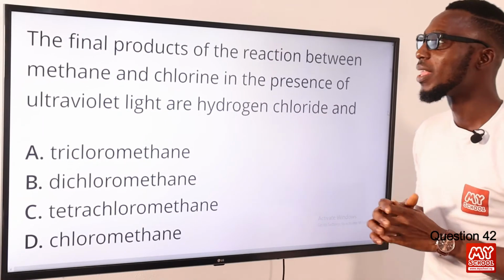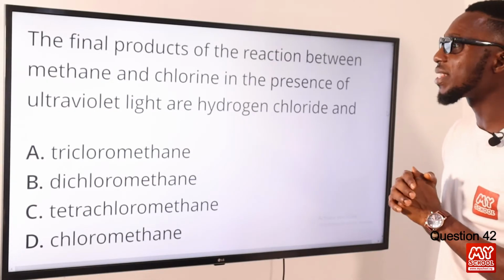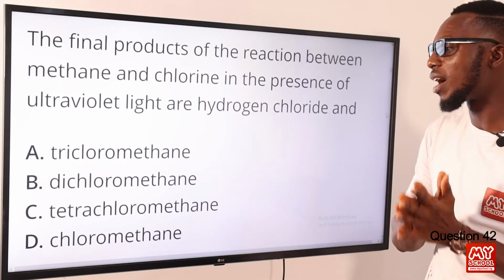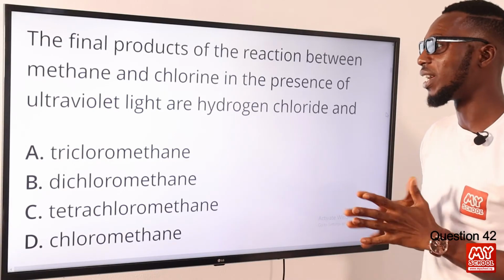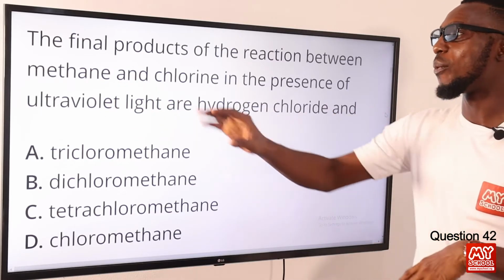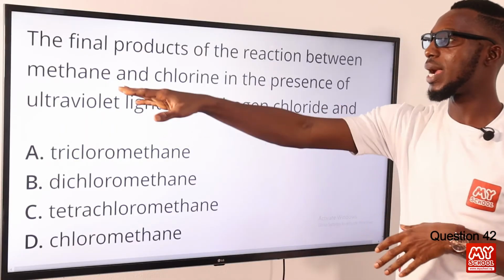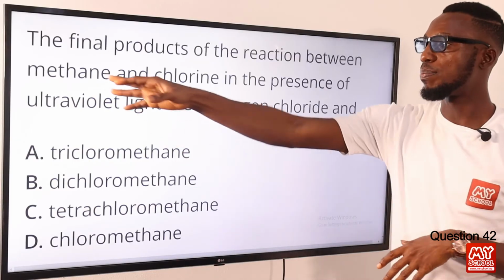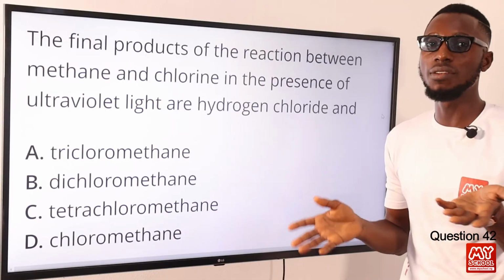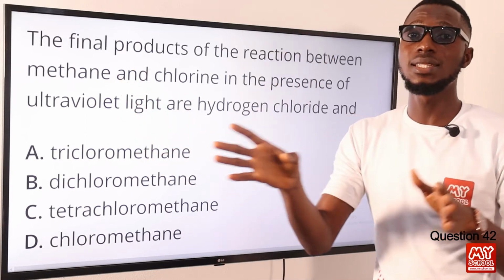Question number 42. The final product of the reaction between methane and chlorine in the presence of ultraviolet light are hydrogen chloride and tetrachloromethane, or tetrachloride. So we are talking about alkanes here. Alkanes are saturated compounds. So we are picking methane as a case study. For chemical properties of methane, we can talk about combustion. This burns with a pale blue flame, specifically in excess air, to give you carbon dioxide and water. So for methane, that is a combustion reaction.